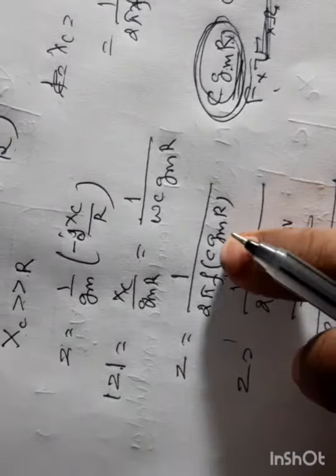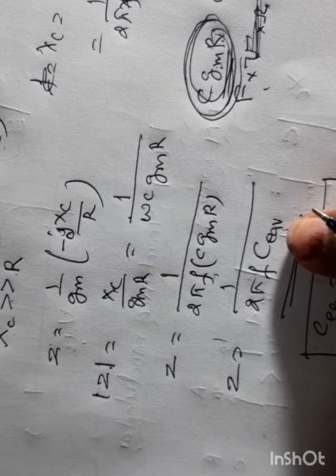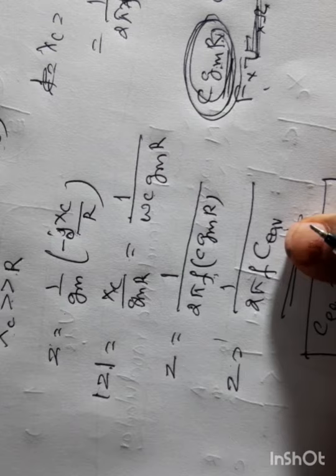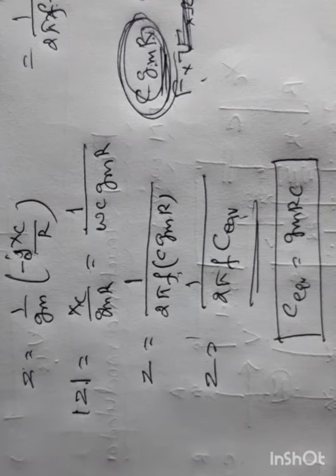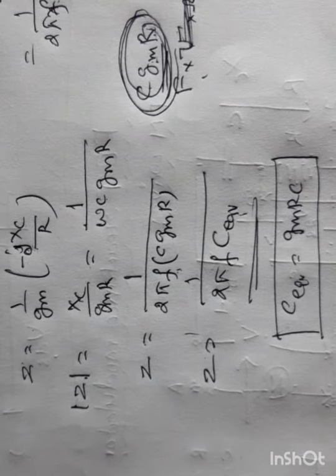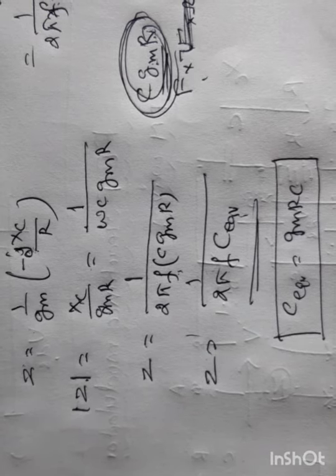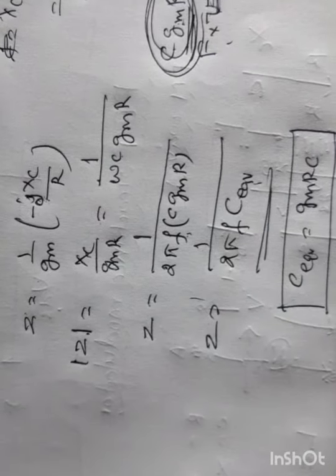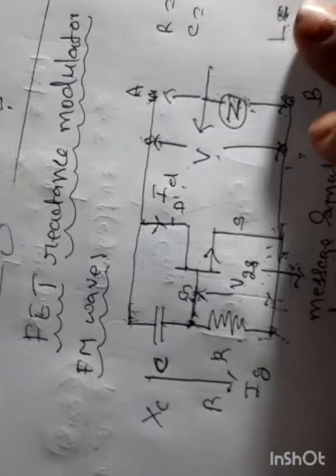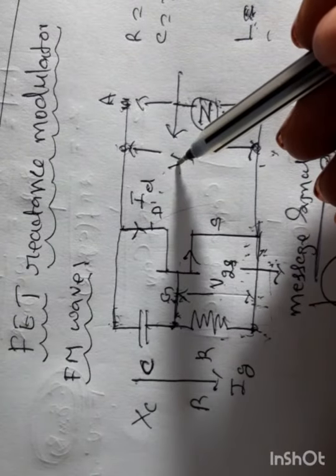Where C equivalent is Gm into Rc. So instead of writing Gm Rc, I will simply write C equivalent. Z is equal to 1 over omega into C equivalent. Therefore, this is Xc equivalent, because Xc is 1 over omega C. Here you get 1 over omega C equivalent. Thus, the input impedance looking towards this is a capacitive reactance.